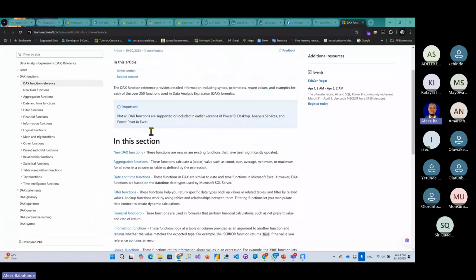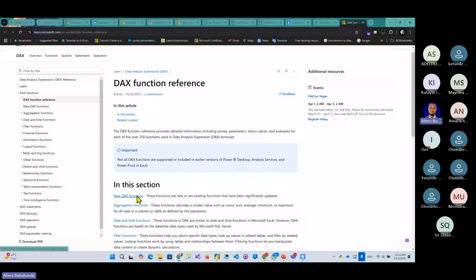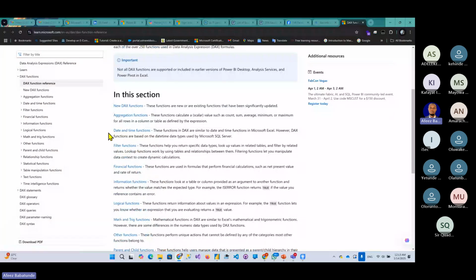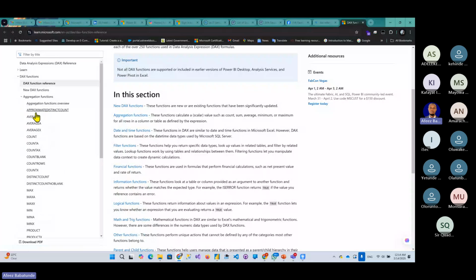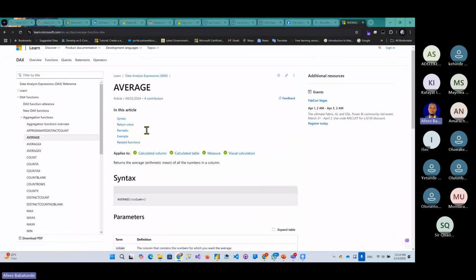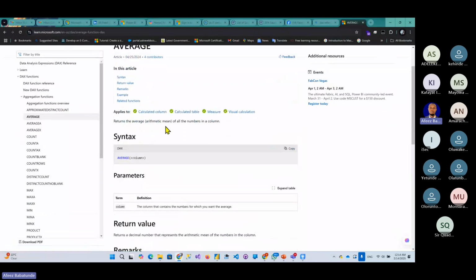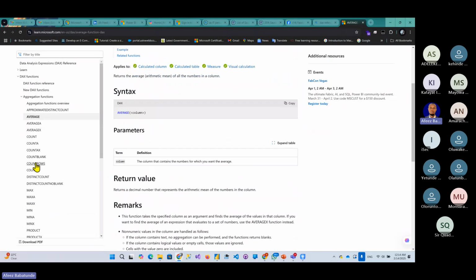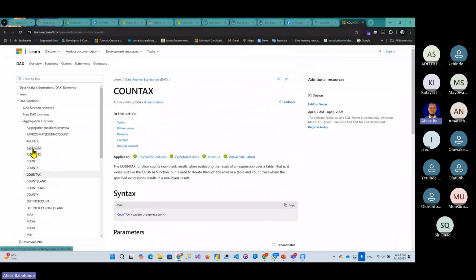Can you see we have different DAX expressions? So you can see aggregate function, date function, filter function, financial function, informative, logical function, math and trigonometric, other functions. So you can expand all this one after the other, check what it does, and you even see samples there. When you see average, oh, average is what? Average returns the arithmetic mean of all the numbers in the column. So you can see COUNTIF, COUNTX, COUNTA. So you can learn all this.